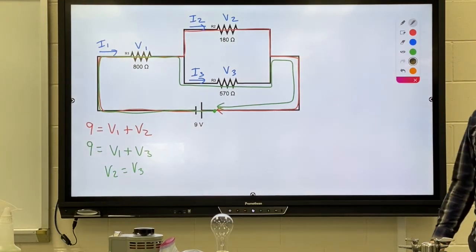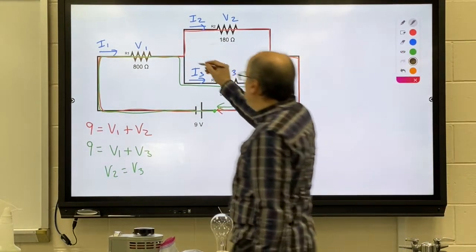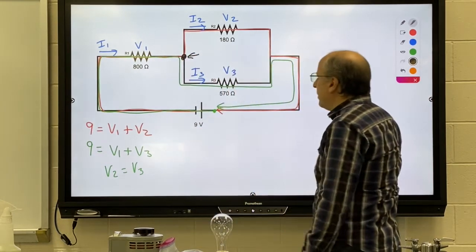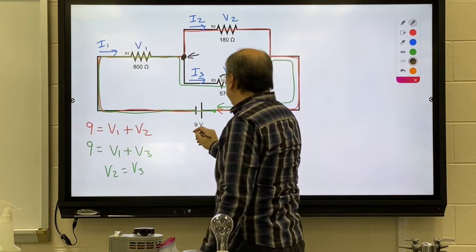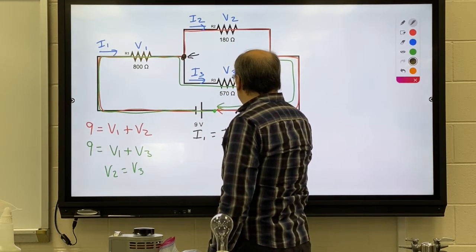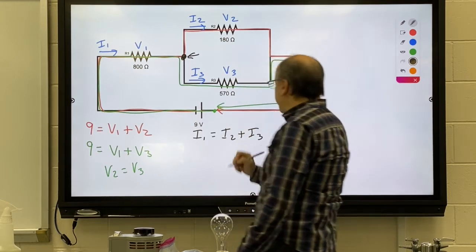Okay, I'm now done with loops. I now want to do a junction. So I'm going to do this junction right here. What goes into that junction is I1. What comes out of that junction is I2 and I3.